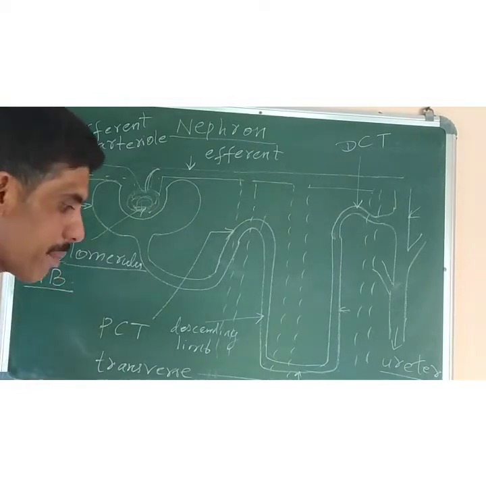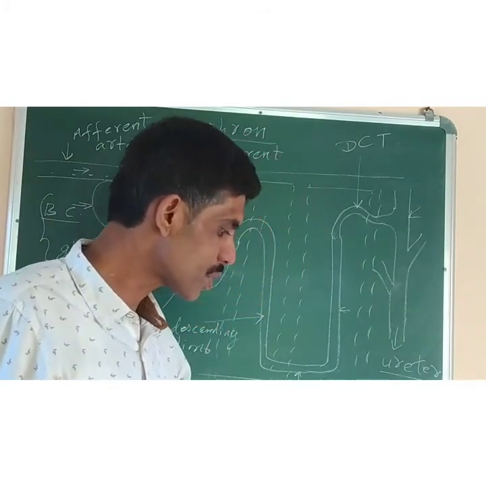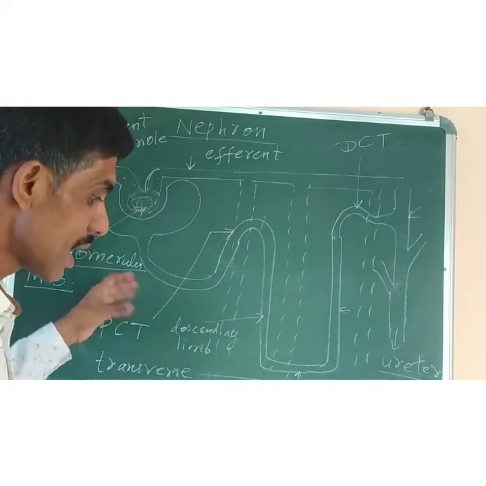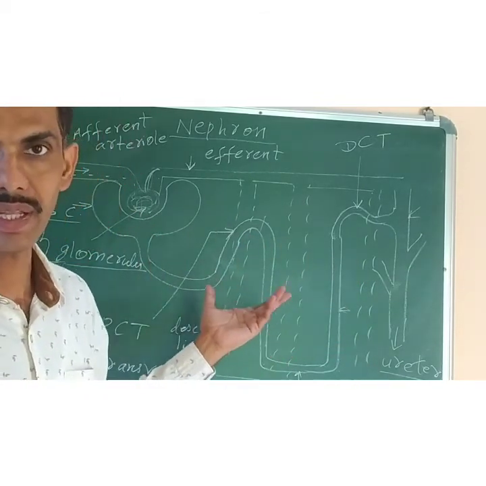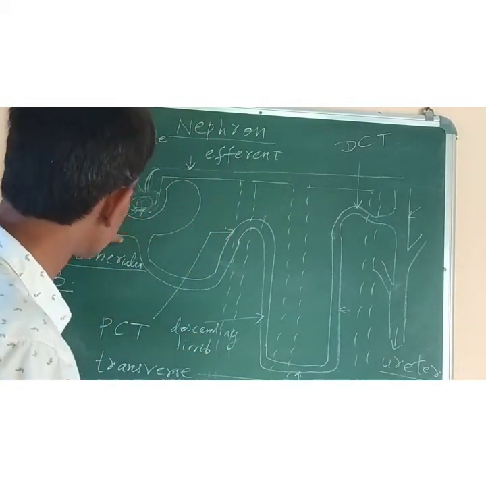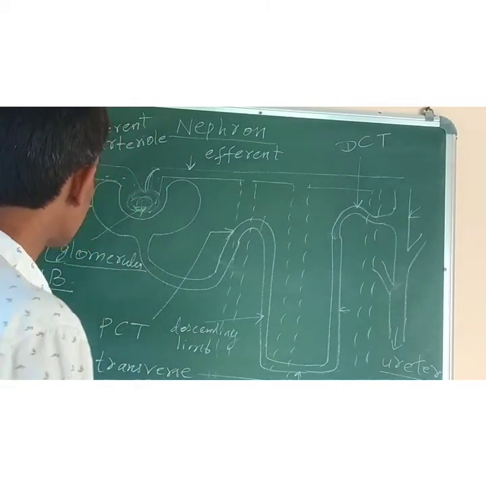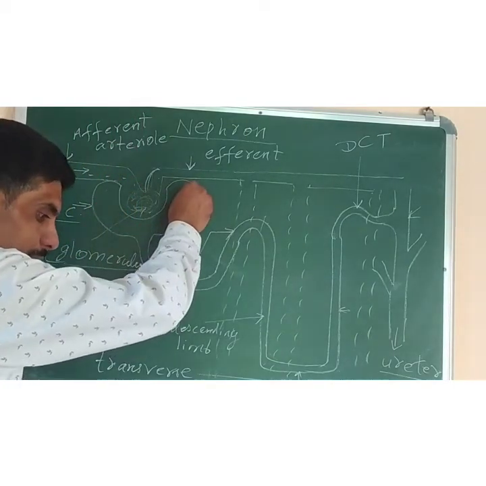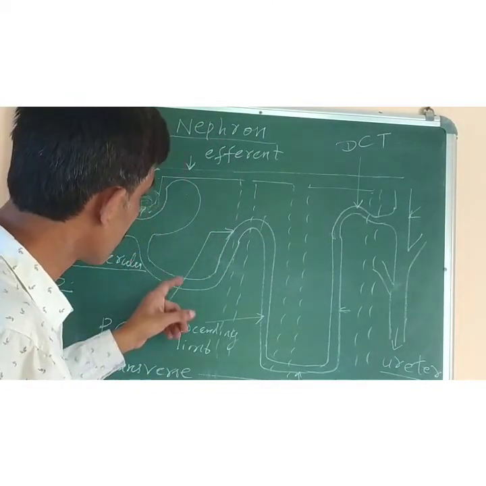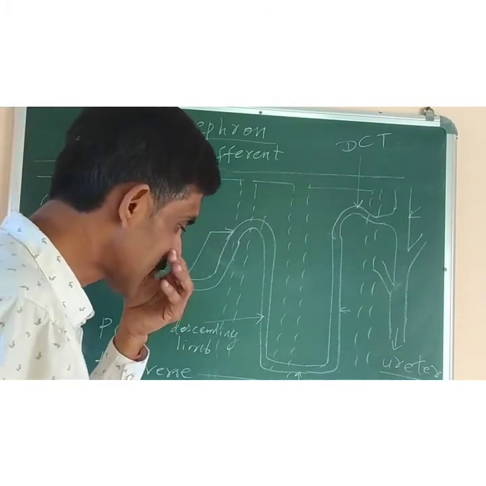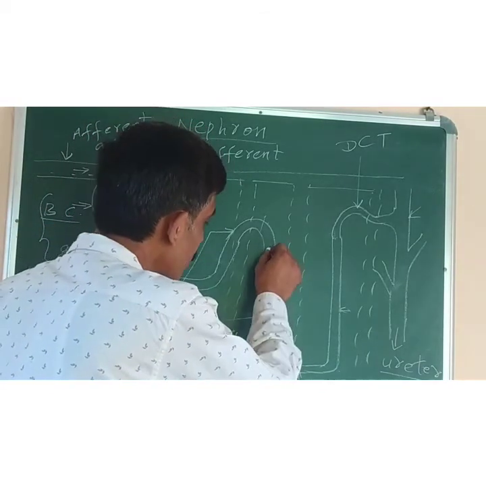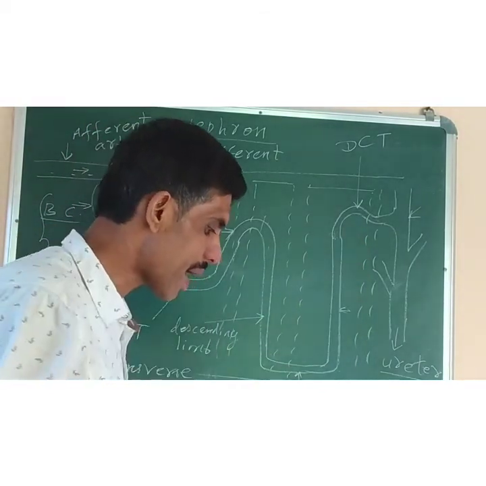Now, these two, Bowman's capsule and glomerulus, together they are known as Malpighian body, MB. Malpighian body. What is MB? Malpighian body. Okay? Or renal capsule or Malpighian capsule. So each nephron lies in both the parts of the kidney. Like some part of this nephron is present in the cortex, some part is present in the medulla. The glomerulus, Bowman's capsule, and the convoluted tubules, that is PCT and DCT, all lie in the cortex, the outer part of the kidney, whereas the loop of Henle is located in the medulla part of the kidney.